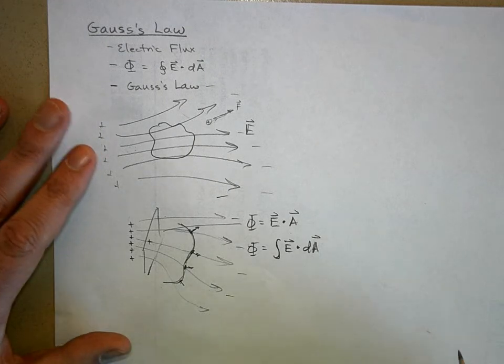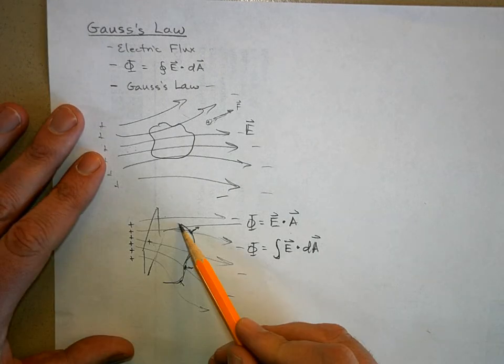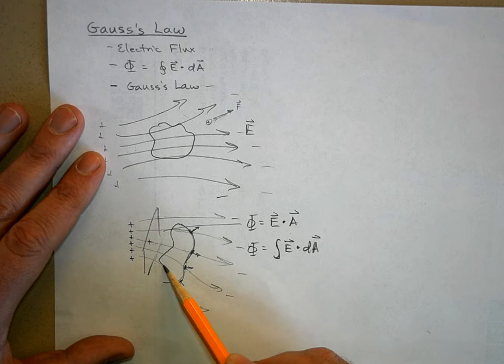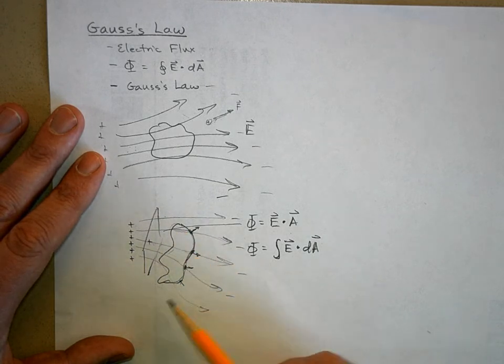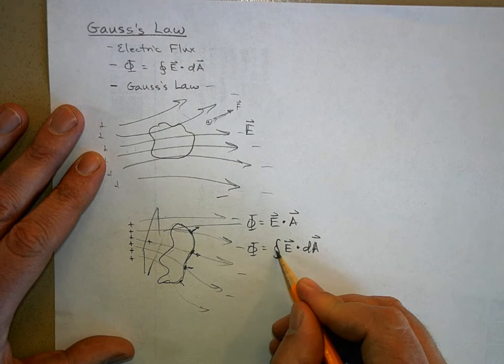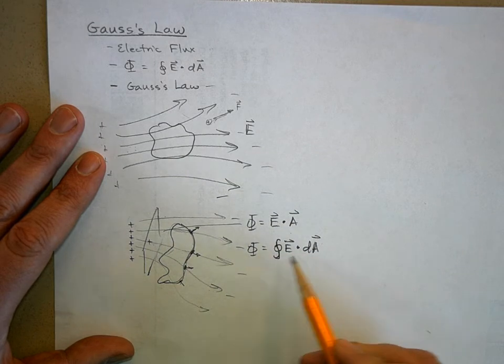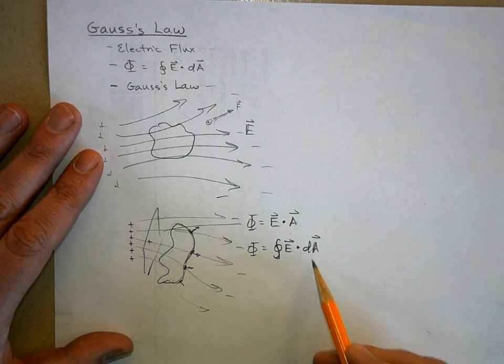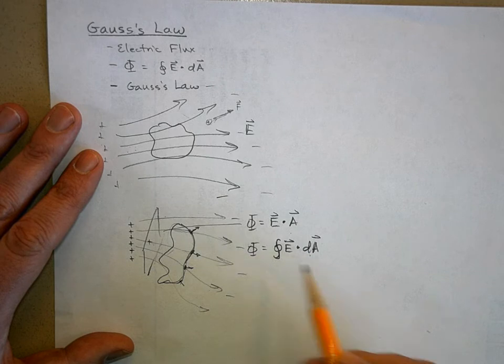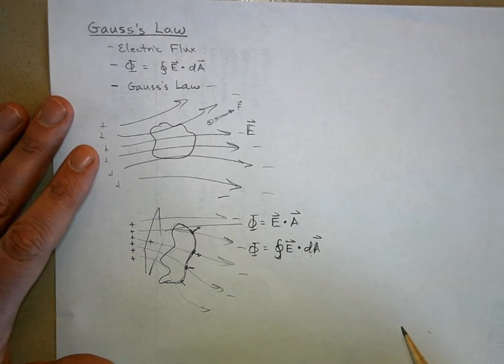Now usually, we will make this a closed surface, seal it up. If I make this a closed surface, I put a little circle on my integral sign and say, hey, the surface area that I'm integrating over is totally closed.